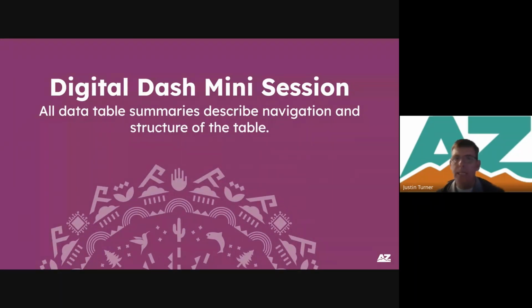Today's mini session, as we've discussed in our last session, there have been several updates to how Optimize measures the accessibility of tables since we started the Digital Dash. The check plan for today is "all data table summaries describe navigation and structure of the table." That check is still present in the Optimize system, but as we discussed in our last session, the summary element really should no longer be used for tables. But if it is, we do need to make sure it is used correctly.